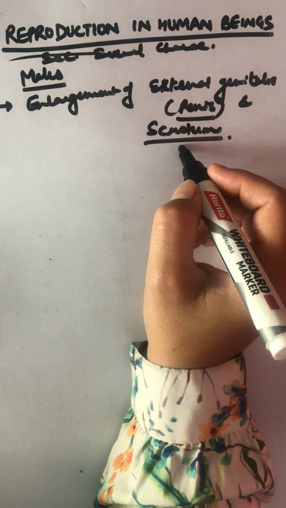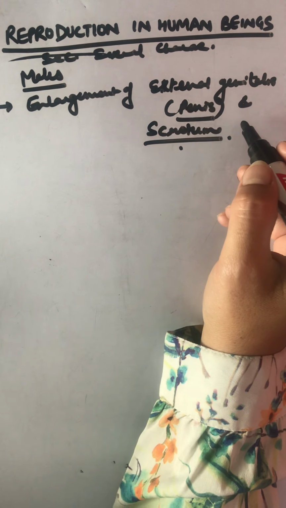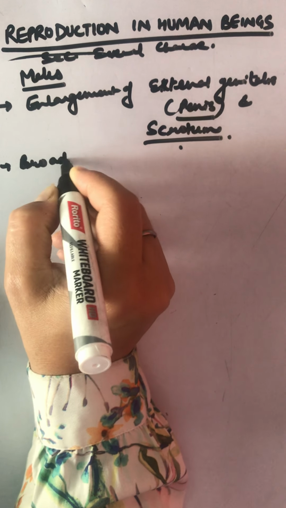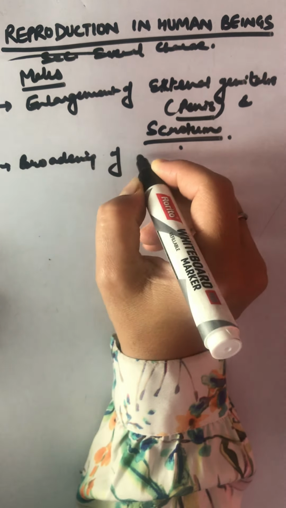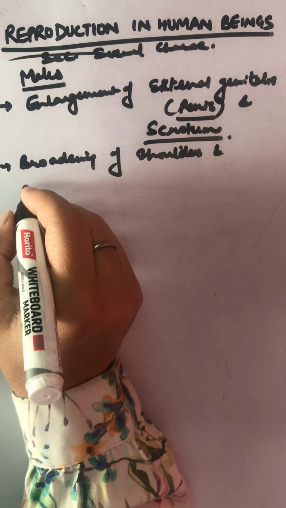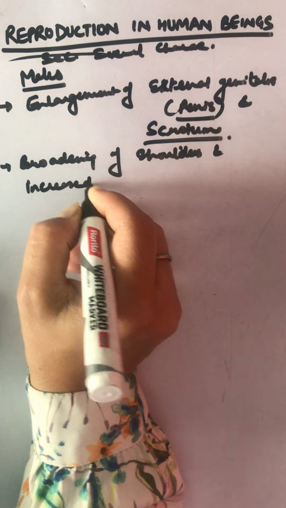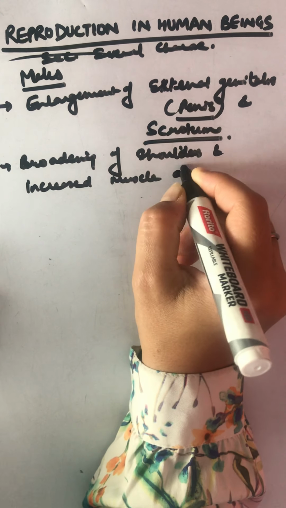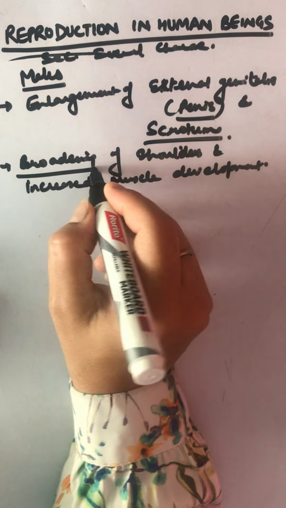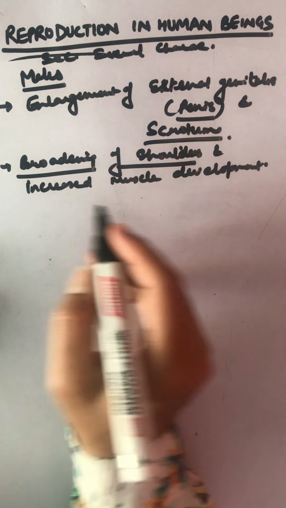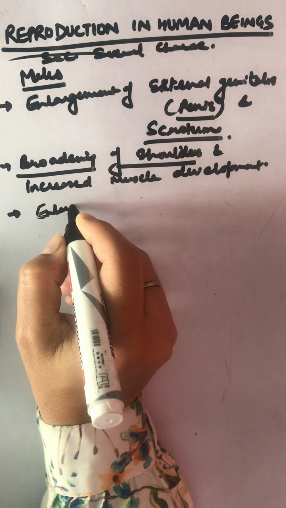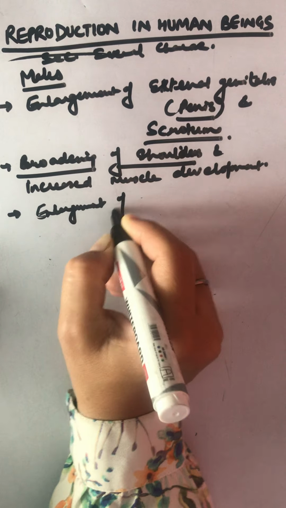Scrotum is also known as the thermoregulator for the sperms. Then number 2, broadening of shoulders and increased muscle development. This is a very prominent feature, broadening of shoulders. Then enlargement of larynx.